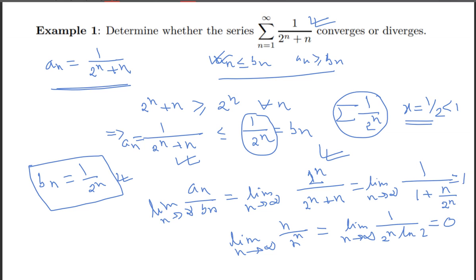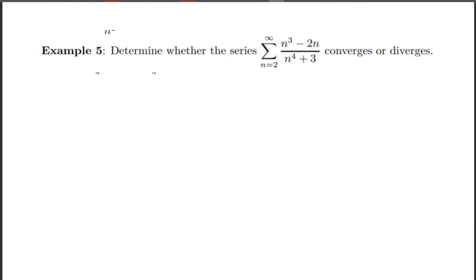So we are getting a finite limit, other than 0 and infinity. So you can say an and bn both are convergent or both are divergent. And you know by using the geometric series that bn is convergent. So you must have an is also convergent. Okay, sir. Next, you take another example like this.